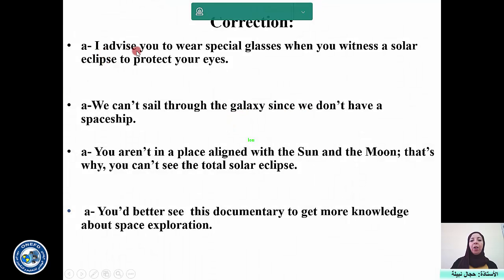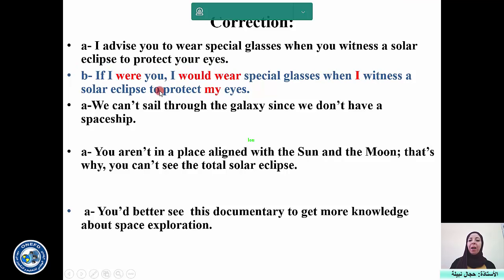Sentence 1 says, I advise you to wear special glasses when you witness a solar eclipse to protect your eyes. So, what is expressed in our sentence here? Of course, it is advice. I advise you, right? So, here we need the structure, if I were you. If I were you, I would wear special glasses.